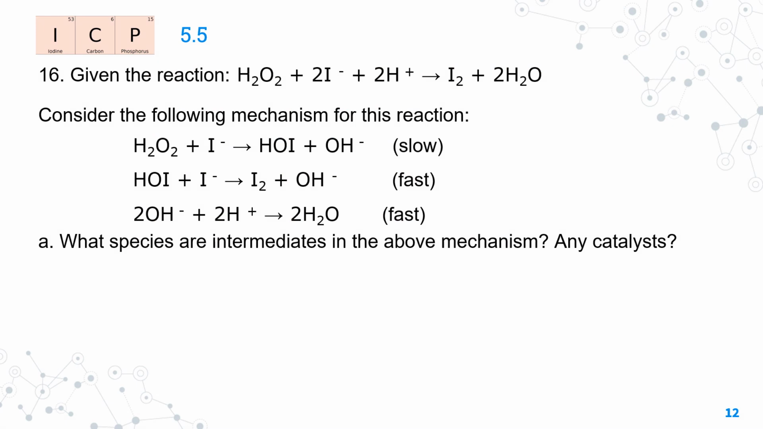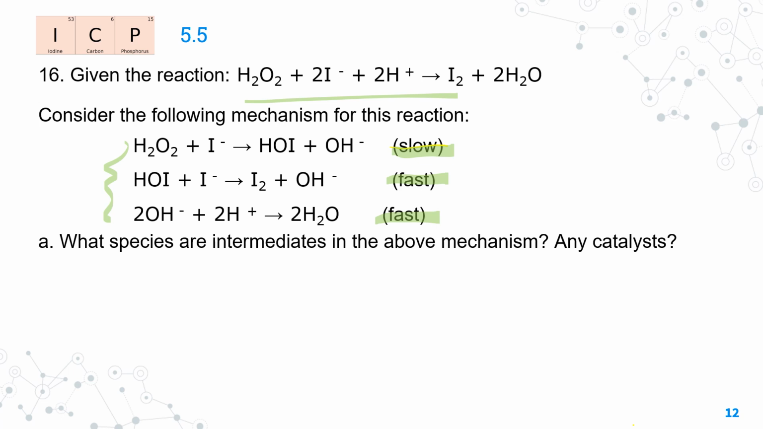Let's look at in class practice 16. Here we are looking at our very first real mechanism, and it's more of a mechanism than what we were doing before when we were flipping things, because it tells us my slow step, my fast step, my fast step. So we only ever have one slow step. And if we added all of these together, we would get our target reaction, just like we did previously. So the first thing that this one asks us is, what are our intermediates?